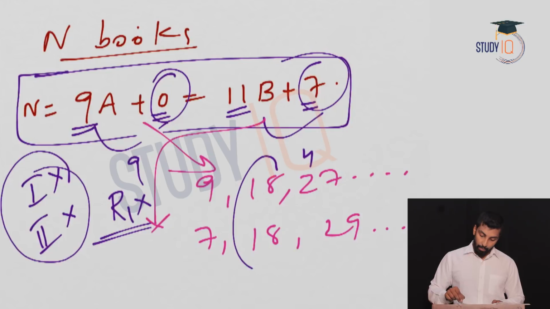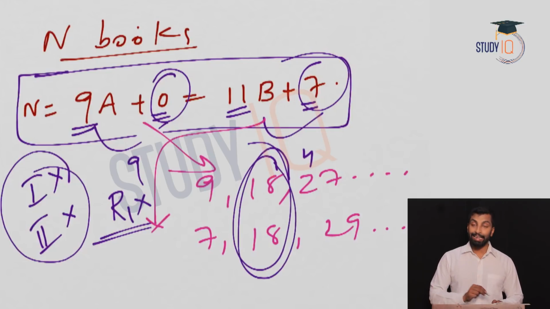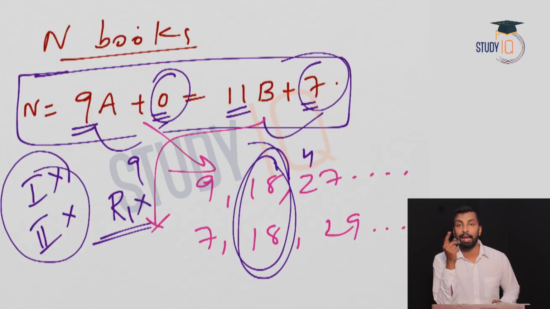But I got a common number here. So I got the common number 18. What does this mean? 18 is the first possible number which when divided by 9 leaves a remainder 0, and when divided by 11 leaves a remainder 7.